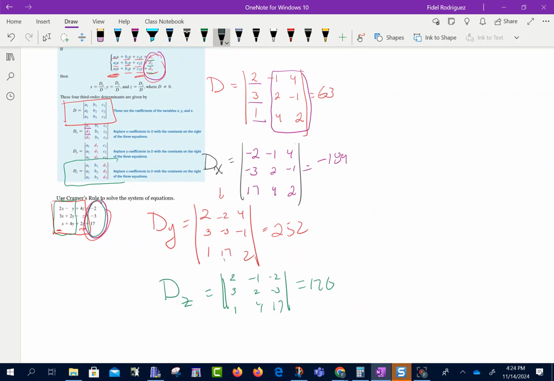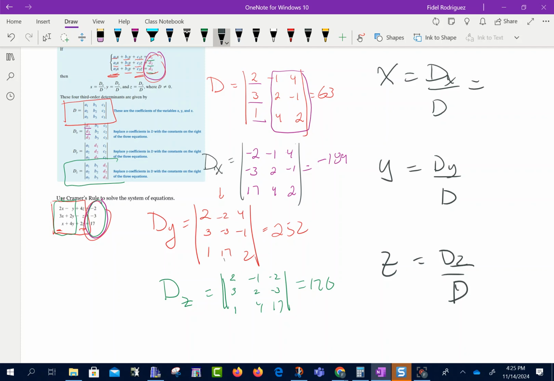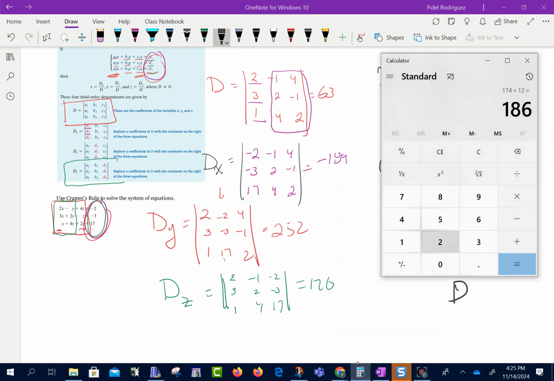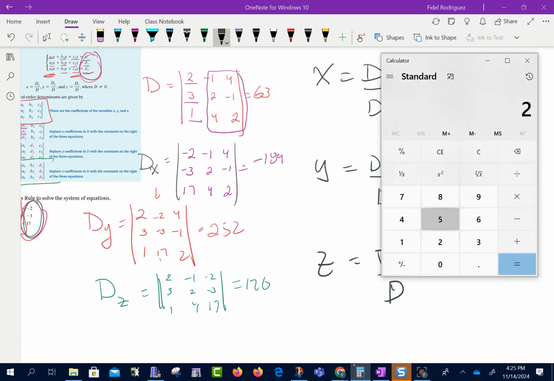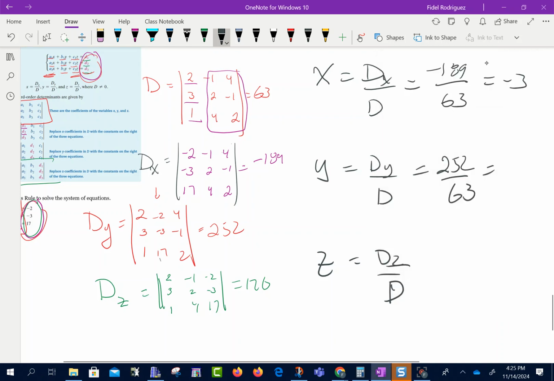What we're going to do now is find the values for x, y, and z. Let me show you how we're going to do this. My dx is going to be -189 over 63. So if I take my calculator, negative 189 divided by 63, -3. So my x number was a -3. My y number is my dy matrix, 252 over 63. So 252 divided by 63, 4. And my z value is going to be 126 over 63.